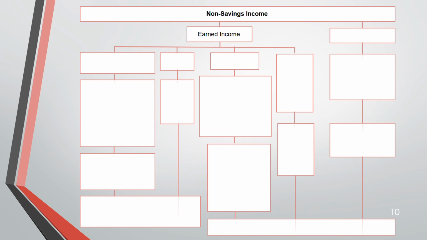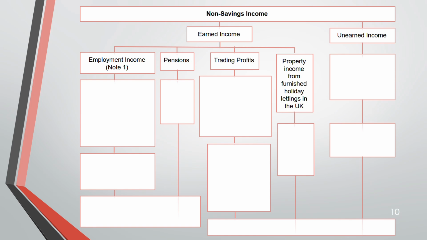Then non-savings. This is a diagram for you to visualize your non-savings income. Non-savings income is divided into two: earned income and unearned income. Earned income is your employment income, and there is a note to that. Then pension income, then trading profit, and property income from furnished holiday lettings in the UK. Unearned income is also property income, from furnished and unfurnished lettings, but excluding furnished holiday lettings. It's only property income.